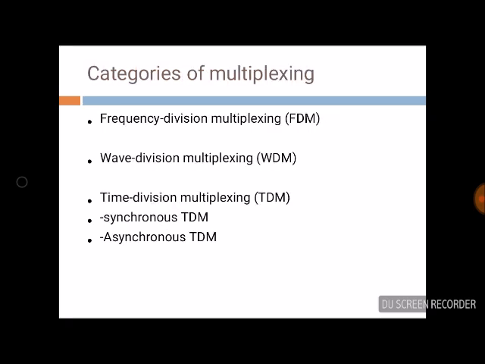Now here are some of the categories of multiplexing. We have frequency division multiplexing, FDM, wave division multiplexing, WDM, time division multiplexing, TDM, synchronous TDM, and asynchronous TDM. I'll leave it to my group mates to discuss the rest of these.